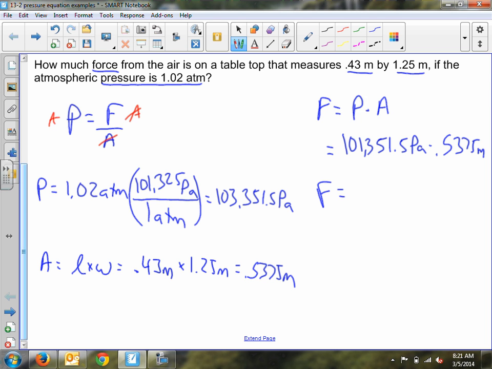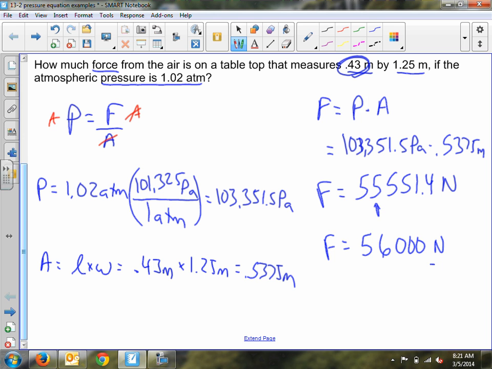Multiplying those gives us 55,551.4 newtons. If you look back at significant digits, it looks like I'm only allowed 2 of them because of this measurement right here. So I need to round this digit right there, and my force then would simply be 56,000 newtons. 56,000 newtons.